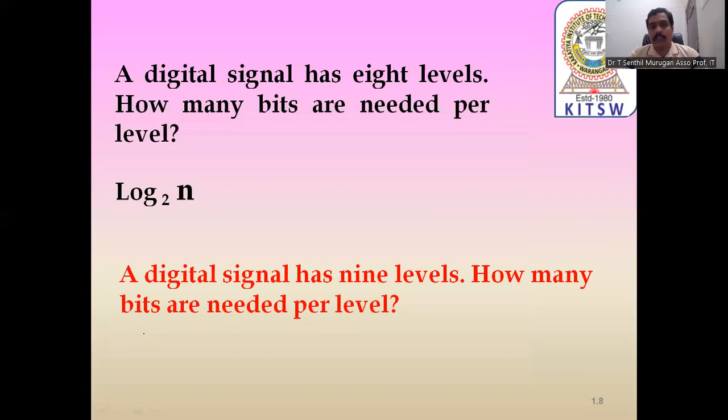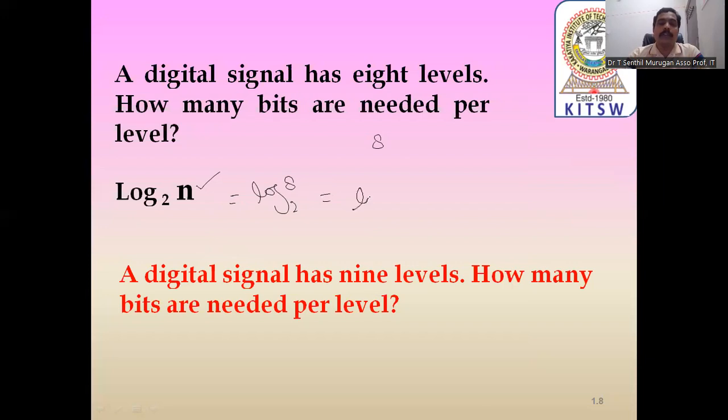So now you can calculate it. A digital signal has 8 levels. So they are saying 8 levels. How many bits are required? We know the formula log 2 of n. What is the value? Log 2 of 8.